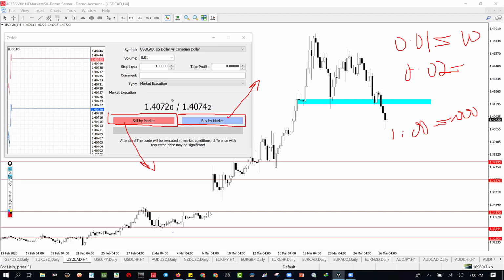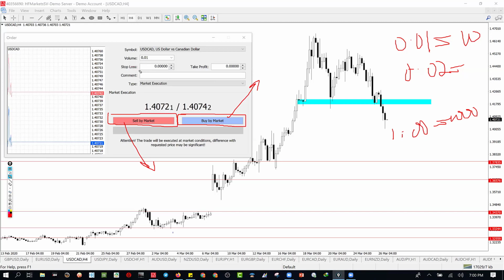So in our next class, we're going to discuss this box right here, market execution. What is it really all about? That will be in the next class. We're going to discuss what is right here. So now we need to discuss this box right here.